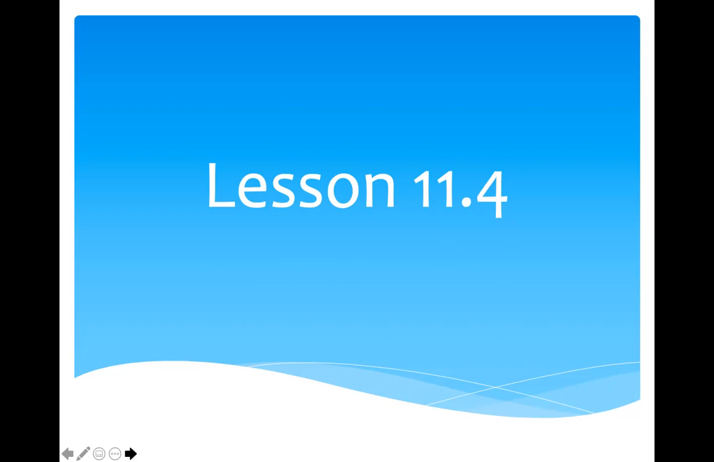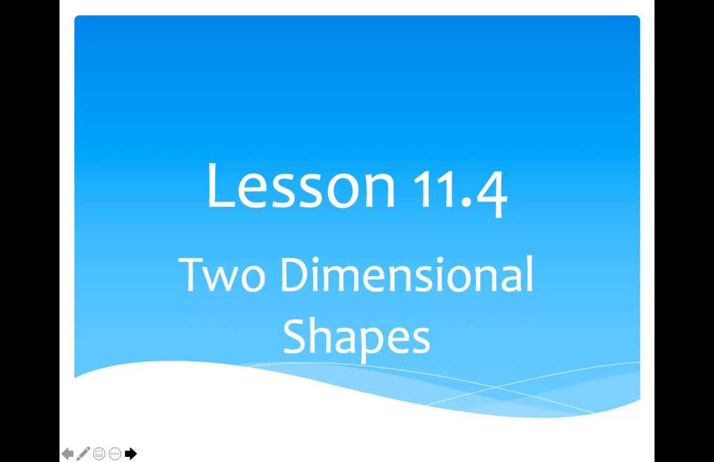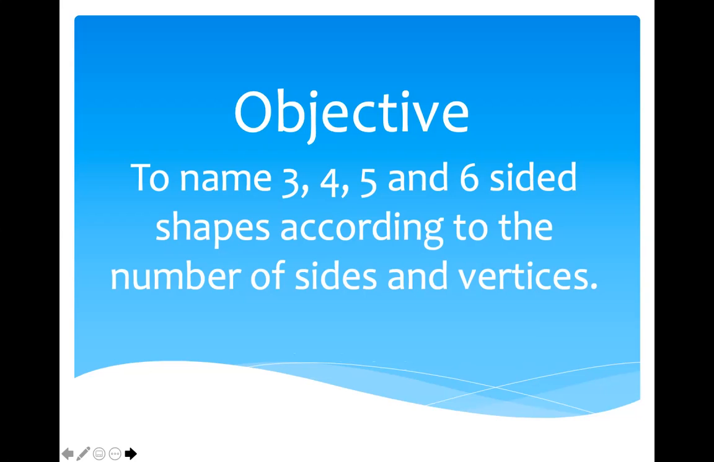Very good. Now, I'm going to talk to you about lesson 11.4. This is one of my favorite lessons, and I really enjoyed it as a kid, and I'm sure you will too. The name of the lesson is Two-Dimensional Shapes. We have only one objective in this lesson. It's to name 3, 4, 5 and 6-sided shapes according to the number of sides and vertices. Let's begin.